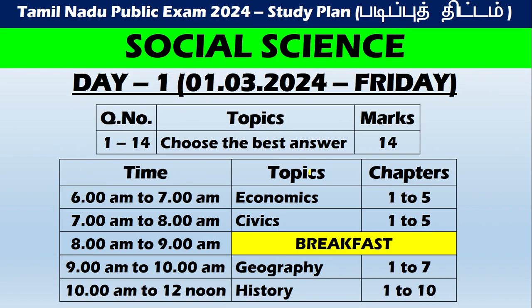So day 1, 1 March 2024, which is on Friday. There, choose the best answer, you have a total of 14 marks, my dear children. For these 14 marks, from 6 to 7 a.m., study economics lessons 1 to 5. From 7 to 8, study civics lessons 1 to 5. Then you have to have breakfast, so that will be from 8 to 9 a.m. And 9 to 10 a.m. is geography, 7 lessons.